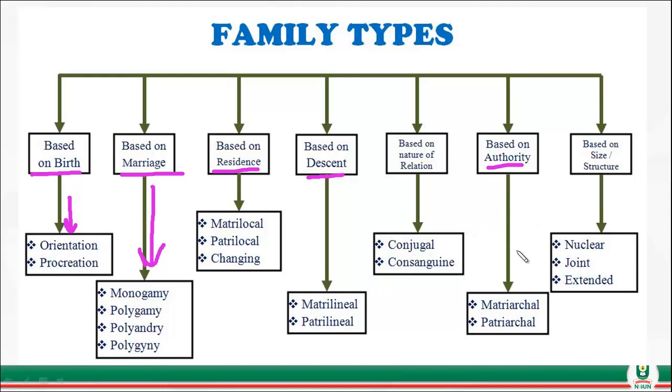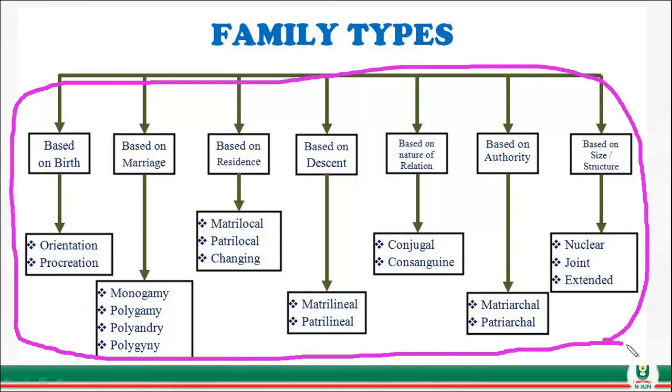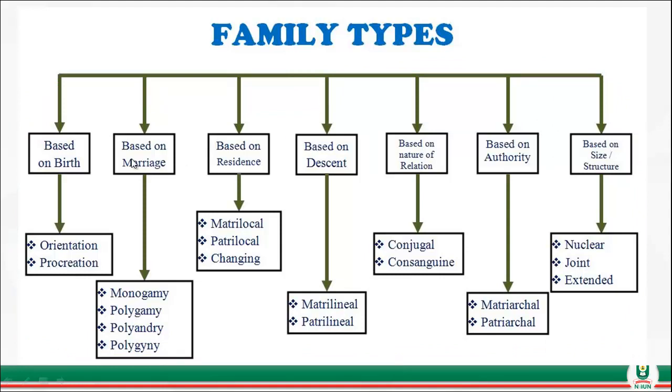Then based on authority, we have the matriarchal and the patriarchal types of family. Based on size, we now have the nuclear, the joint, or extended. All right, the joint or extended. So these are the types of family. This is a comprehensive categorization of the types of families. All right, so let's take them one after the other according to their grouping. So based on birth, we are going to take that one first. Let's move on to that.